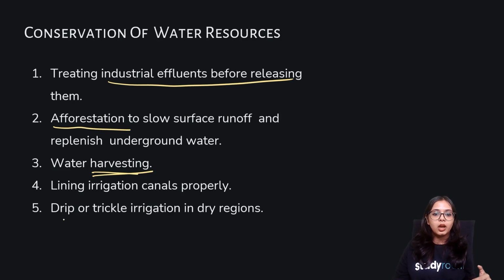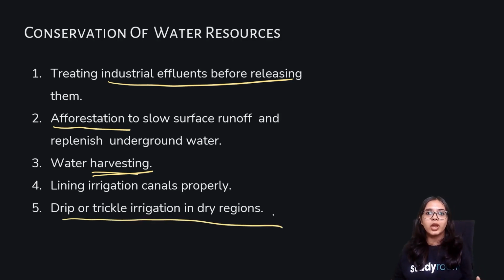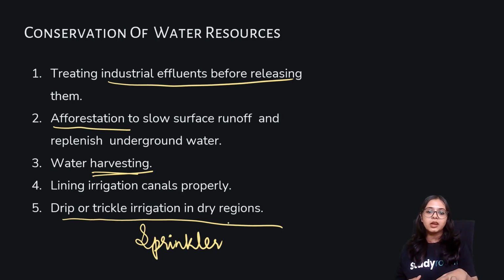Then drip or trickle irrigation in dry regions. There is something known as the sprinkler system, a modern method, and it helps vegetation in the dry regions to get water in an equivalent amount. So rather than standing there and ensuring that every plant, every stretch of vegetation is getting water from time to time, you can just install a sprinkler system, drip or trickle irrigation, where you can ensure that periodically this system is supplying water to all those dry areas. So these are the methods that we can adopt in order to conserve water resources.